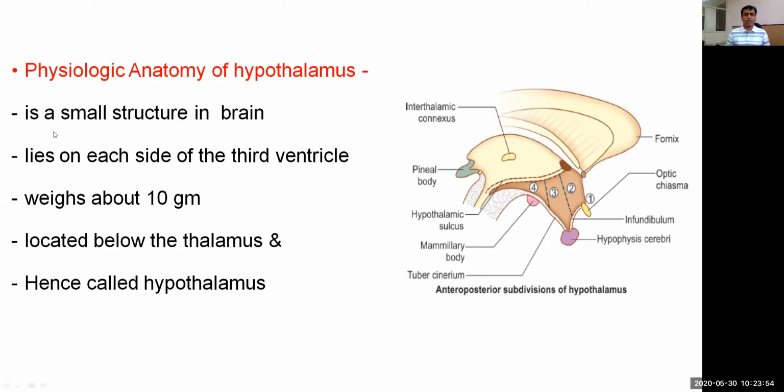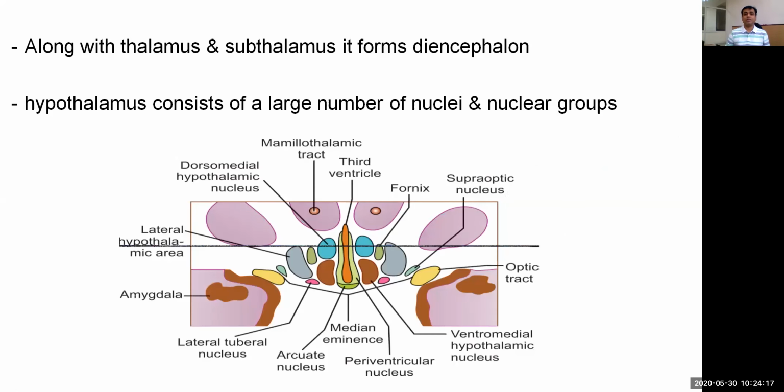Physiological anatomy of hypothalamus. Structurally, it's a very small structure in the brain, lying on each side of the third ventricle. It weighs about 10 grams and is located below the thalamus, and probably hence the name hypothalamus. Along with the thalamus and subthalamus, it forms the diencephalon part of the brain. Hypothalamus consists of a large number of nuclei and nuclear groups. You can see here in the diagram.